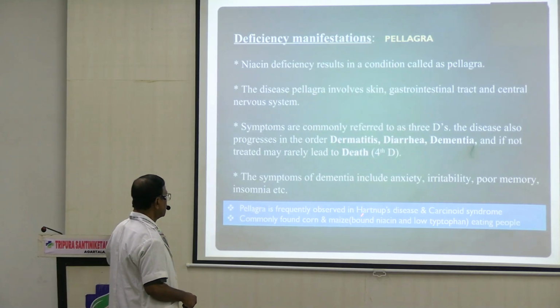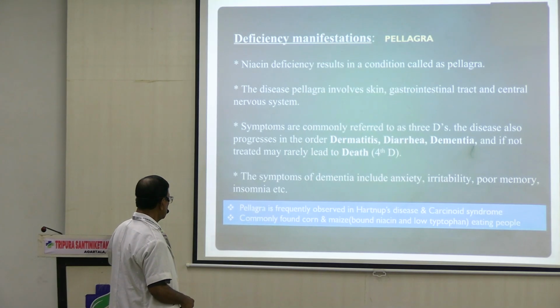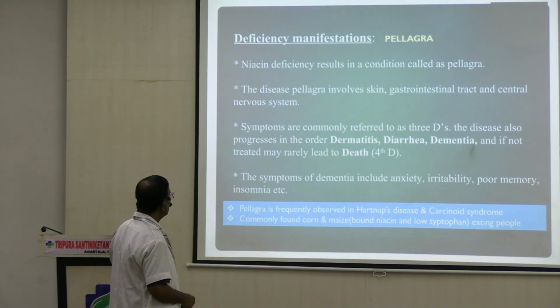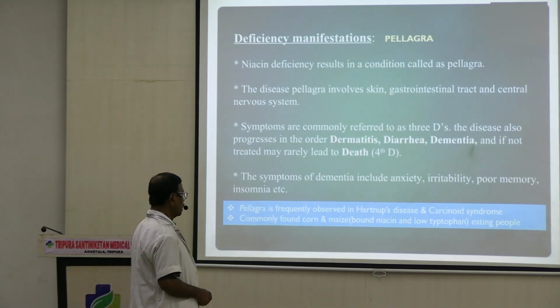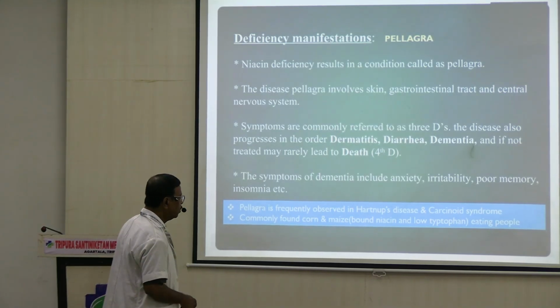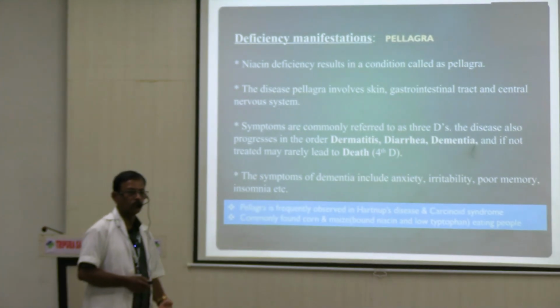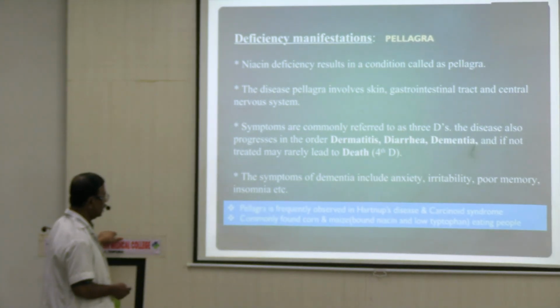Pellagra is frequently observed in Hartnup disease and carcinoid syndrome. Commonly found in corn and maize eating people. Okay. In maize, the niacin remains bound and not available for biological function. And also, maize is low in tryptophan, so that conversion of tryptophan to niacin cannot occur adequately.